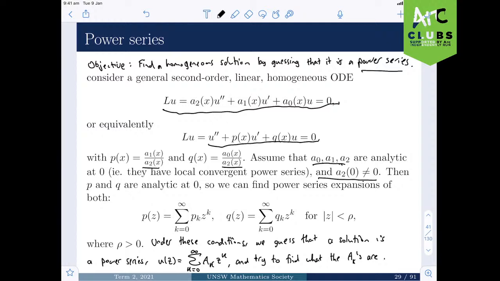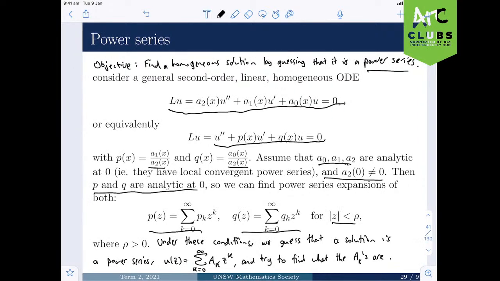Then P and Q are analytic at 0, so we can find power series expansions of both, say these, for some interval containing 0. That's what analytic at 0 means. Now under these conditions, we can guess that a solution is represented by a power series, say u(z) equals the infinite sum of a_k z^k, and try to find what the a_k's are.